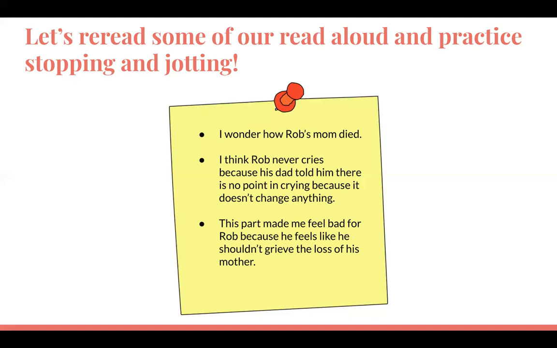So my last note that I took about this section, this part made me feel bad for Rob because he feels like he shouldn't grieve the loss of his mother. And even so that he feels like he can't even think about her. And so to me, I feel really bad for him because if you lose someone, it's important to remember them and think of happy times. And he tries to not think about her at all because it's so painful and hard for him to even think about. So those were some notes that I stopped and jotted while I was reading.